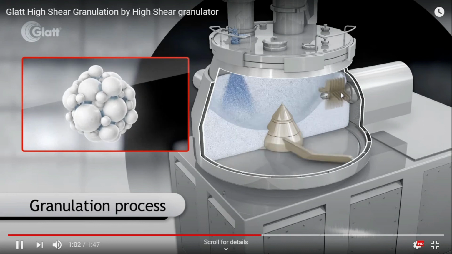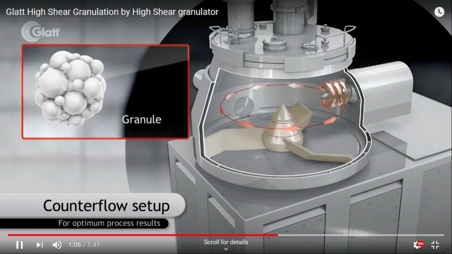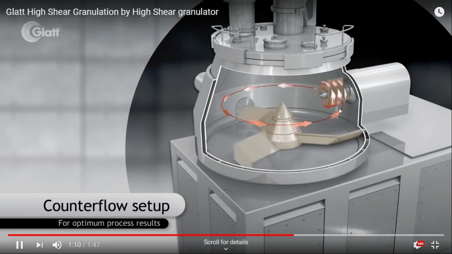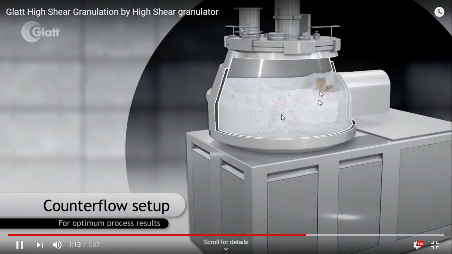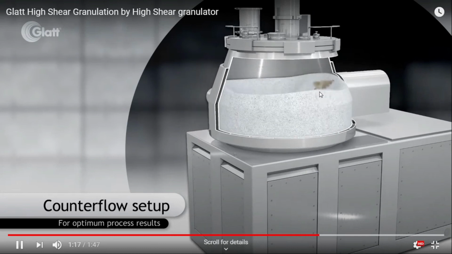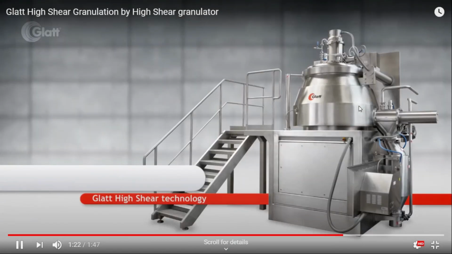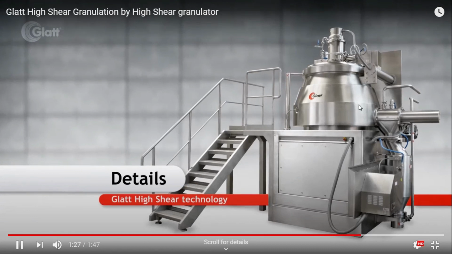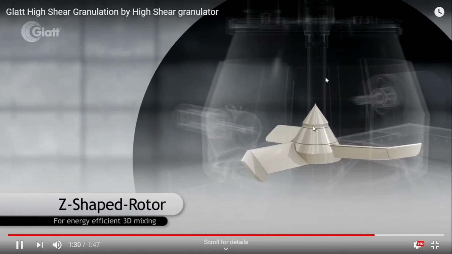That is called the granulation process. And what is the role of this chopper? The role of this chopper is to chop down the wet mass. Now it is also breaking that wet mass. Now the counter flow, you can observe this. Actually it will look like this. The process is completed and ready for discharging, which means now we will discharge this and collect our granules.